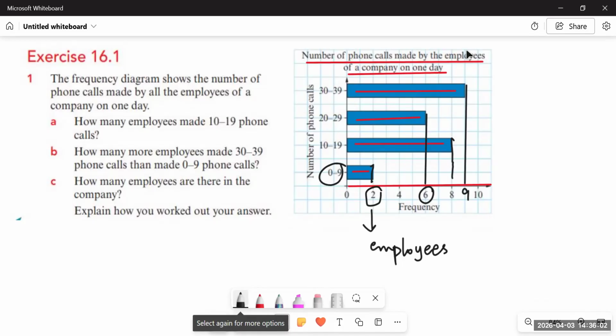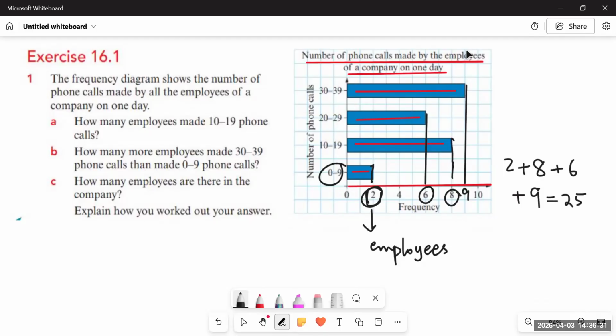So from here we can easily find how many employees were taken in this survey. Initially it was 2 employees who made 0 to 9 calls, then 8 employees. 2 plus 8 is 10 employees. Then 6 employees made 20 to 29, it's 16. And then there were 9 employees who made 30 to 39 phone calls. So it's a total of 25 employees for whom the survey was conducted.